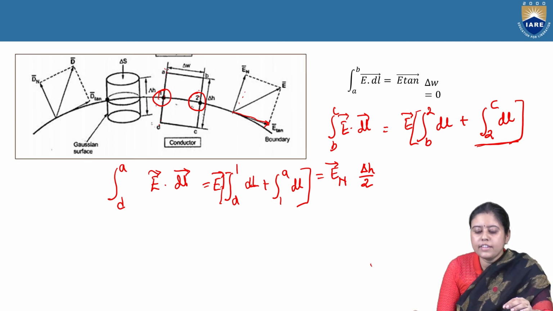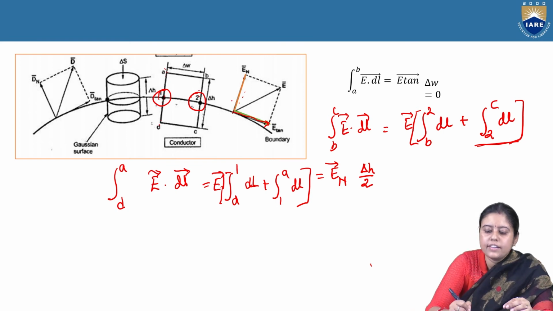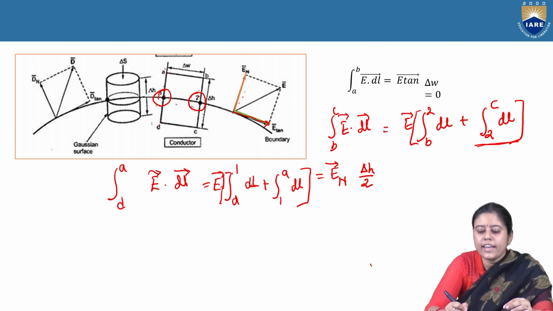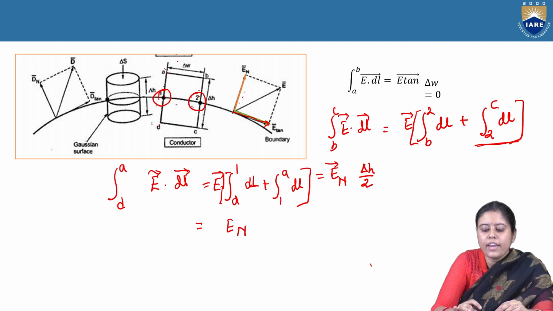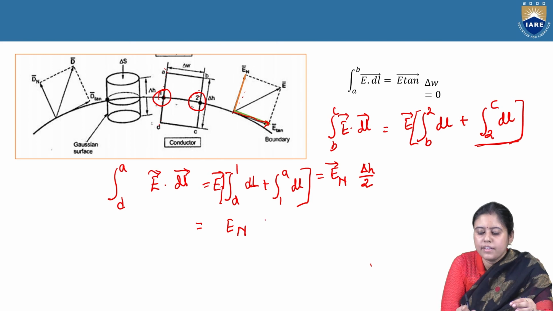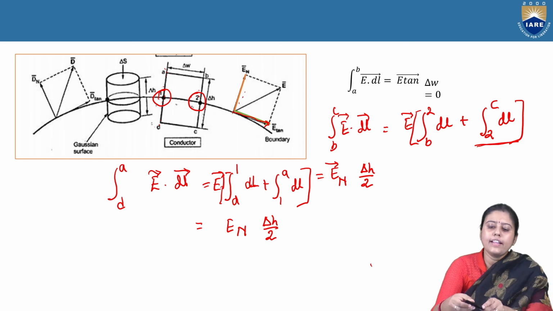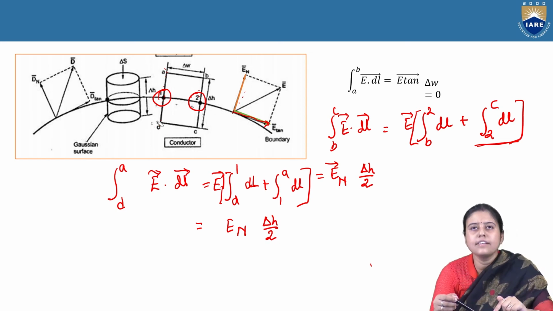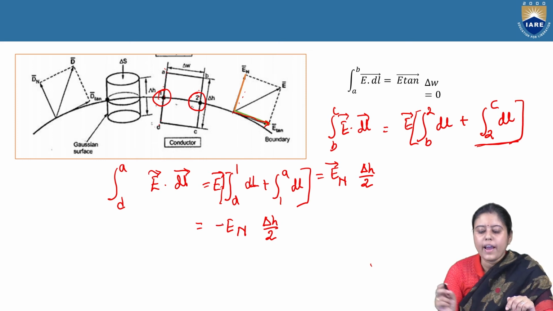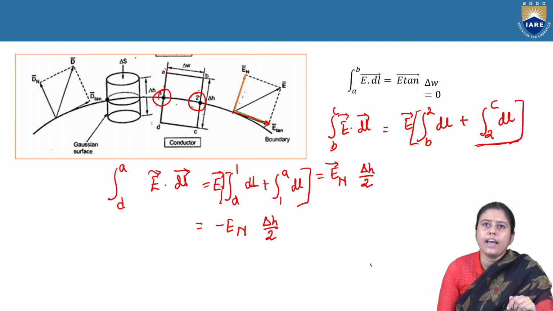Similarly, you can see it is this orange color, so it is parallel to E normal. So we can write E normal. And what is 1 to A? If the total length is h, half means h by 2. But one thing: we are taking the direction normally, but here it is in the opposite direction. As B to C we are taking positive, this is in the opposite side. So we can take it as minus En delta h by 2.